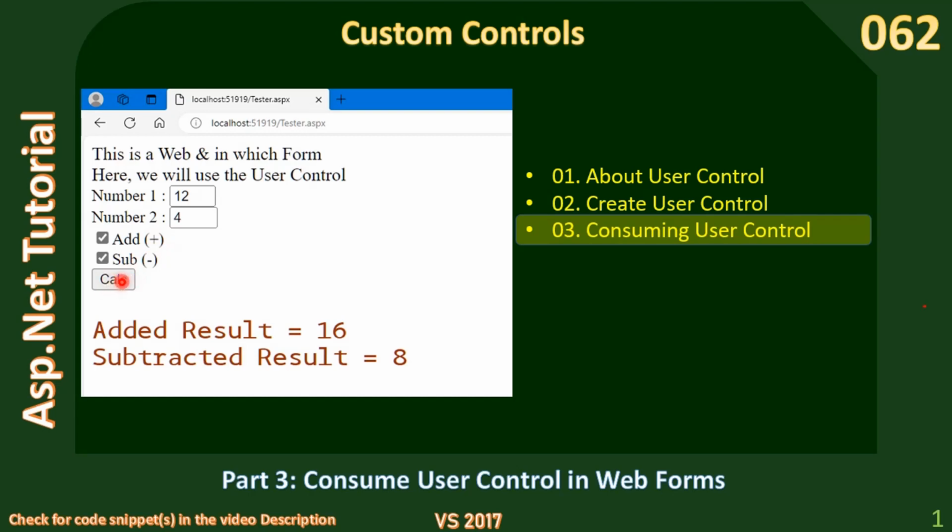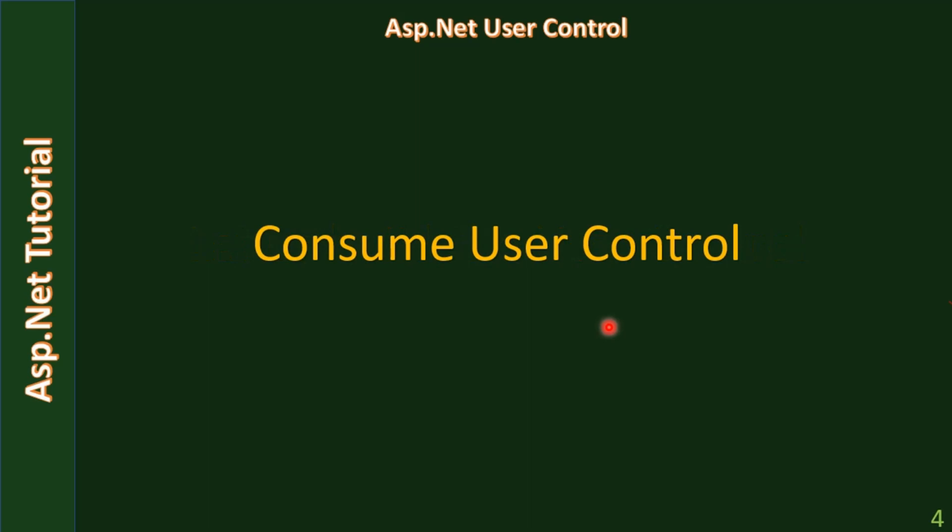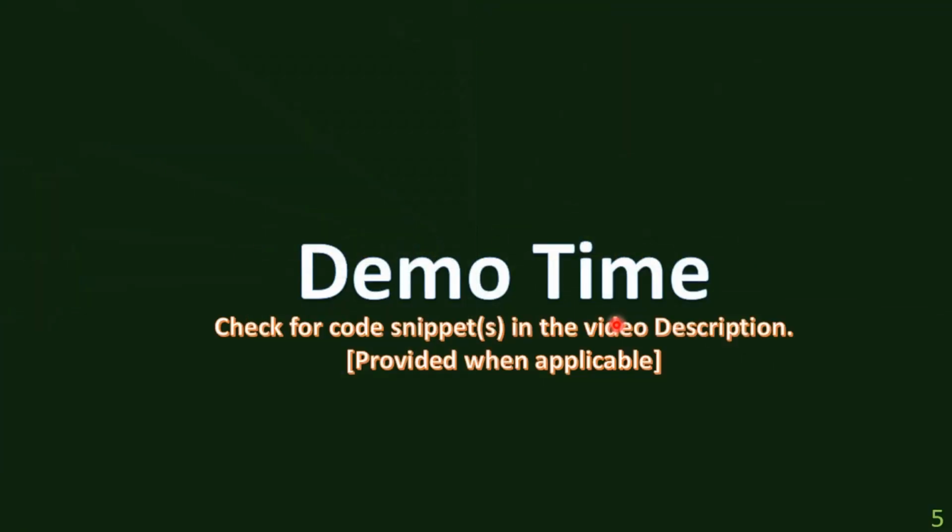In this video, we will use the web form tester, and in that we will place some control. After that, we will place our user control also, and see how the web form is accessing the user control. First, we learned about the basics of user control. Then we designed our user control, and now it's time to consume the user control. Let's go to the demo.